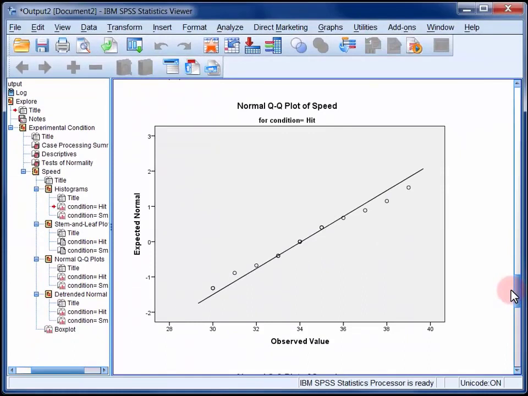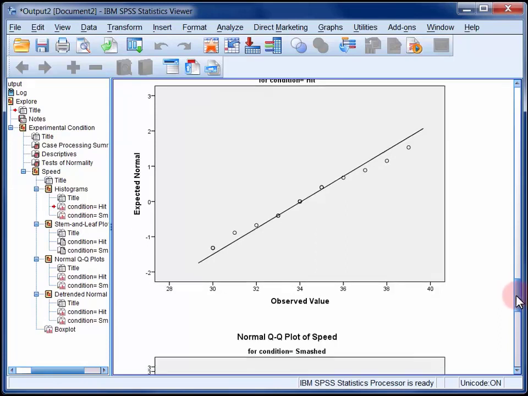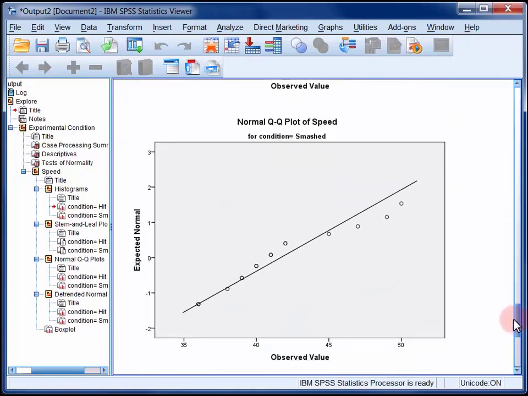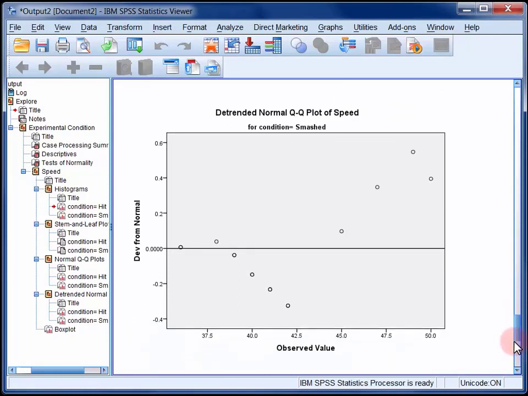Now a normal quantile-quantile plot graphs the observed data against the values that we would expect if it were normally distributed. The diagonal line represents the normal distribution. If the sample data are normally distributed, then the points should cluster tightly around this line. A detrended normal QQ plot just graphs the deviations from the diagonal line in the normal QQ plot. And what we're looking for here is an even spread of points above and below the line.